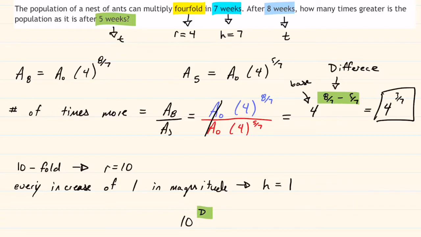There's no denominator because H is 1, so it's just the difference in magnitudes, and it's a really easy formula to work.